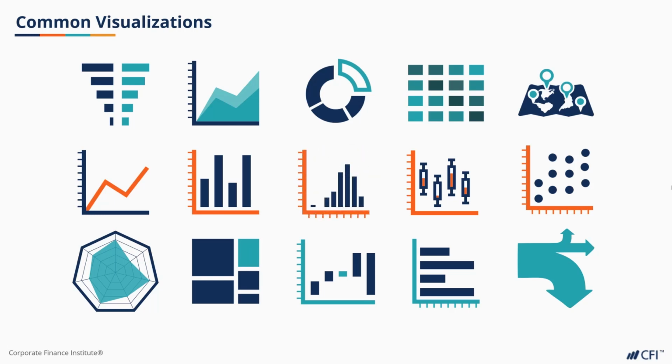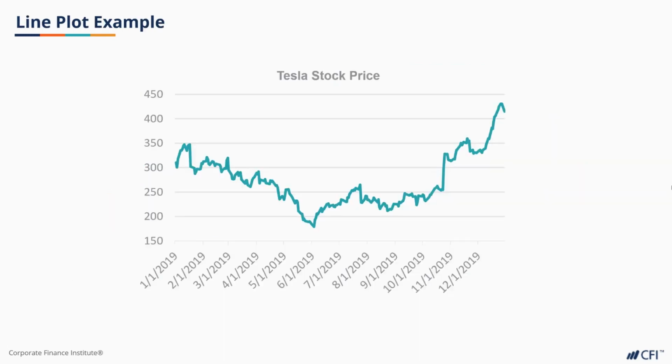We're going to cover just a few used heavily in our first statistics courses: line charts, bar charts, histograms, box and whisker charts, and scatter plots. Line plots typically show a time series. The series you see now happens to be the price of Tesla shares from 2019.